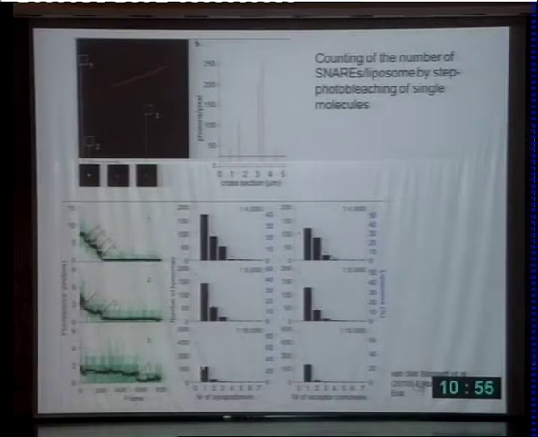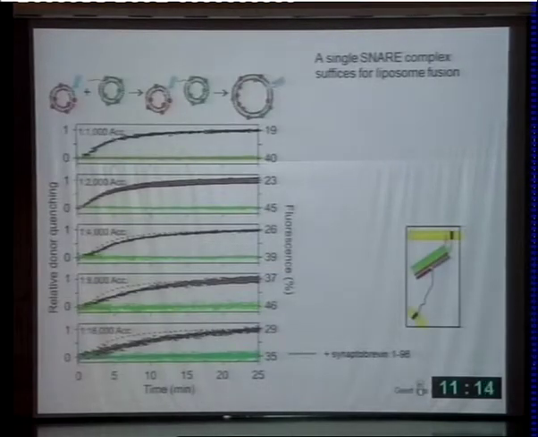And he was able to create, at its highest dilution, 1 to 16,000, this is the ratio between SNAREs and phospholipids, a situation where a majority of liposomes had no SNARE. And since they were not labeled, we didn't really care much about them. But the majority of the ones having SNAREs had only a single SNARE complex. And to make a long story short, all of them were capable of fusing. So it turned out that a single SNARE complex is sufficient to mediate fusion of small liposomes.